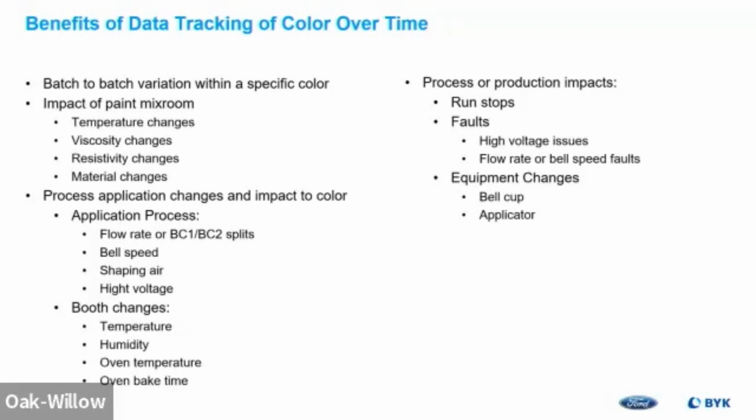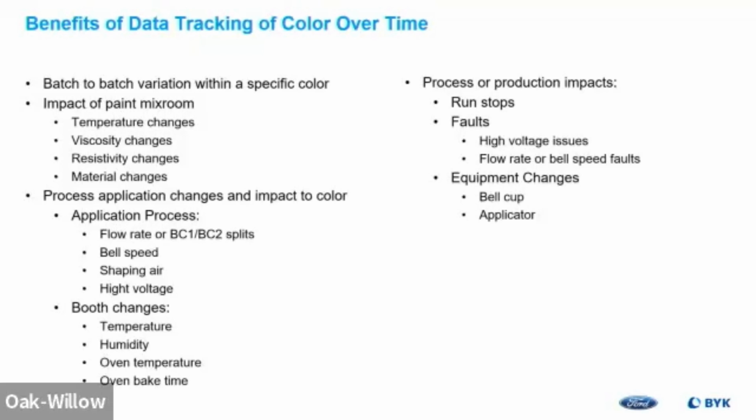We can look at the application process. Basically, did flow rates or a split change? Maybe we went from a 50-50 to a 70-30. We'll be able to track that mean and see if it's an improvement. We can look at the impact of bell speed, shape and error, or high voltage. And then we can also look at the environmental portions of the booth, temperature, humidity. Do we see a shift in a color value? Then we're able to track it to a shift in temperature or humidity in the booth. Even something to do with the oven temperature or oven bake time, did something happen there?